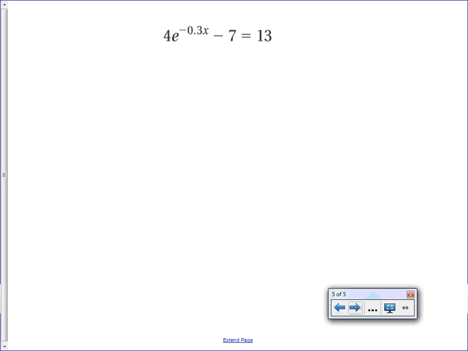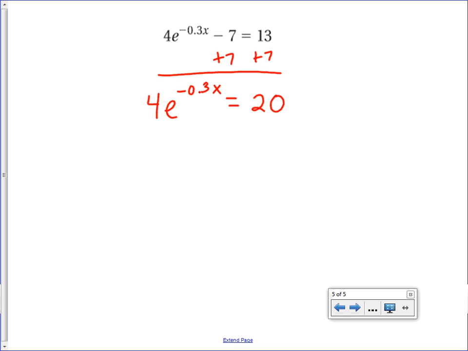So that means the first thing I want to do here is move this 7 to the other side. It has nothing to do with the exponent. You might as well move it to the other side. The left will say 4e to the negative 0.3x. The right will say 20. 13 plus 7 is 20.